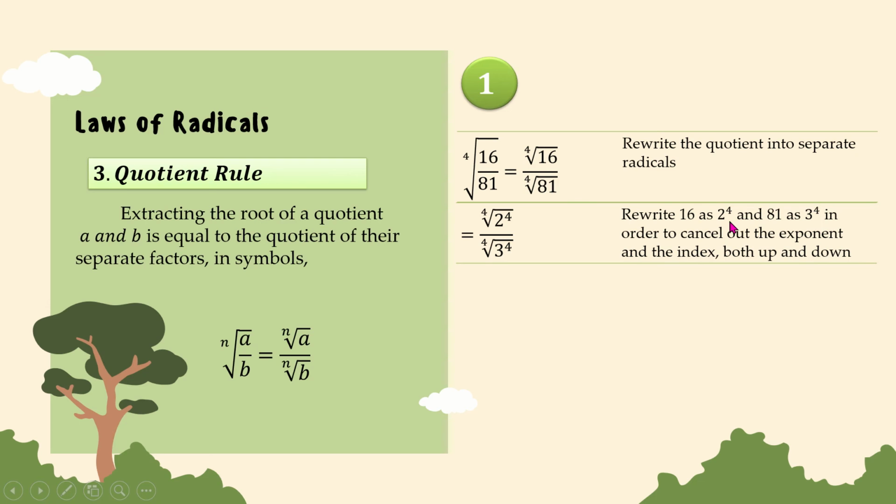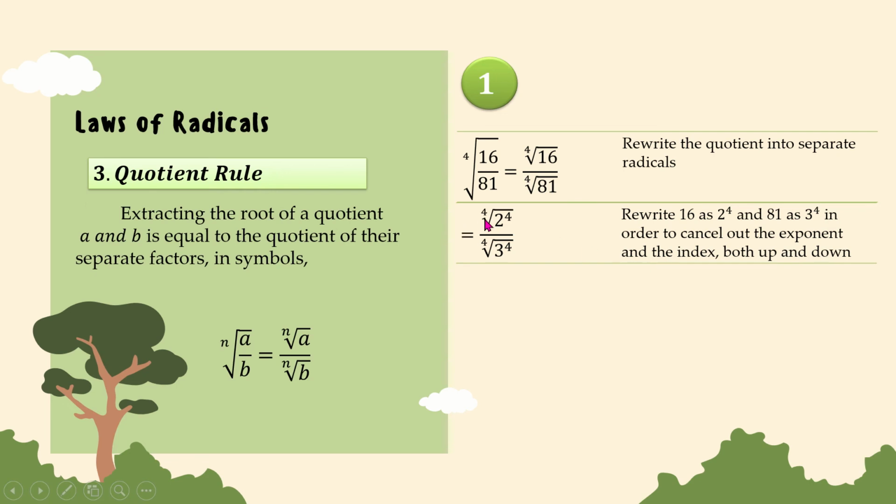That is 2 times 2 times 2 times 2. 2 times 2 is 4. 4 times 2, 8. 8 times 2, 16. Also, 81 can be rewritten as 3 exponent 4. 3 times 3, 9. 9 times 3, 27. 27 times 3, 81. In order to cancel out the exponent and the index.